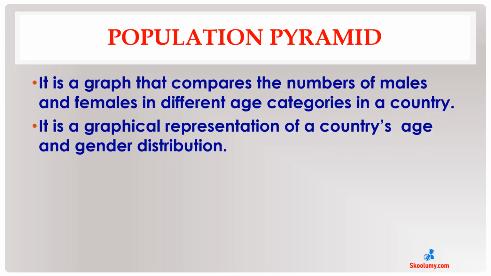What is a population pyramid? It is a graph that compares the numbers of males and females in different age categories in a country. It is a graphical representation of a country's age and gender distribution. The population pyramid is also known as age-sex pyramid since it shows age groups and gender.